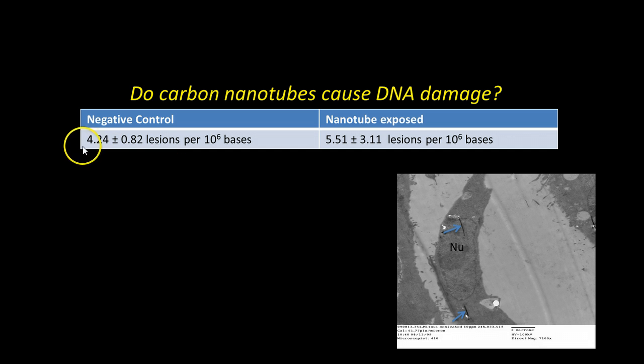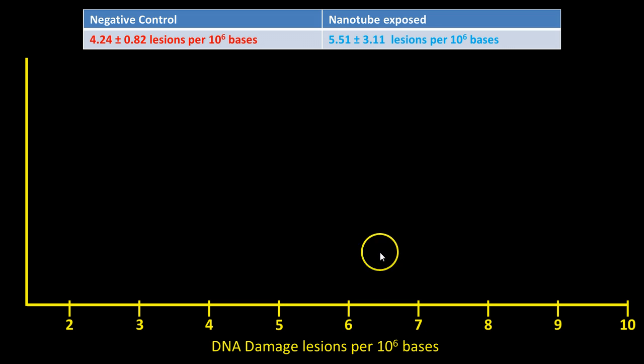All right, and so what we have is two data points here. We have two sample sets. We got a negative control, which has this value with this standard deviation, and the nanotube exposed, which has this value with the standard deviation. So before I actually go through and mathematically solve it, I just wanted to draw this out and help you figure out intuitively maybe what you would expect.